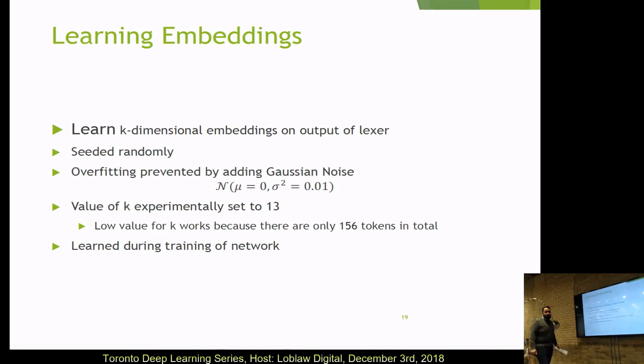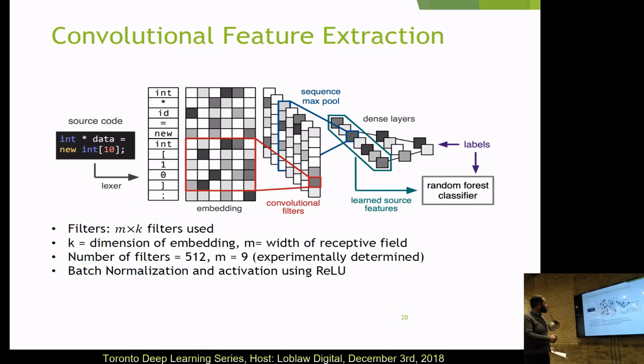So the method, the structure, I have to go one slide further. The tokens are encoded by one of the 156 token representations, but they're then embedded into a k-dimensional embedding representation, and k was found to be equal to 13.